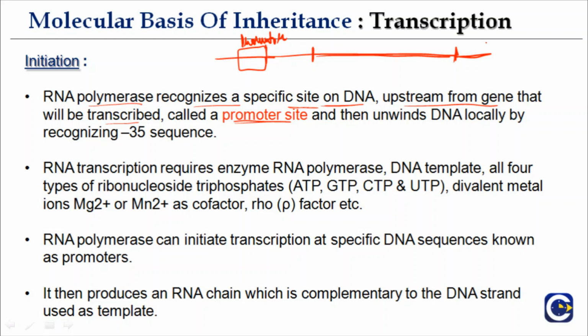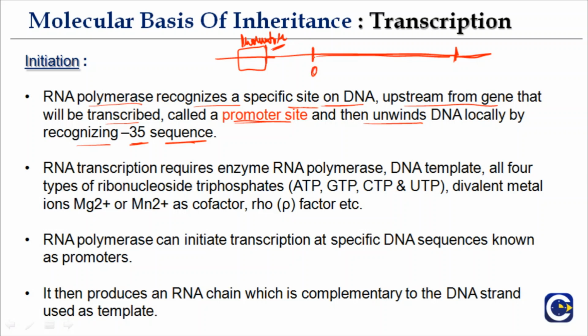Downstream would be any sequence that is on the right. Okay, so these are some important things you need to know. Upstream from the gene that will be translated is called the promoter site, this site here, which unwinds DNA locally by recognizing the -35 sequence. So this gene sequence will be 0.